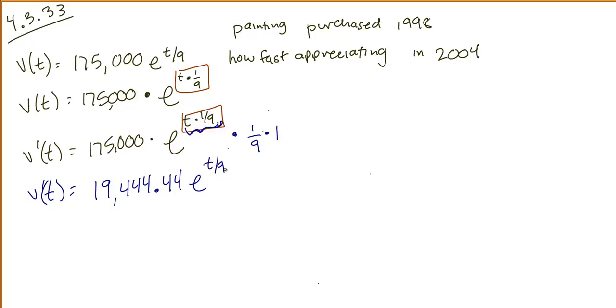We want to know in 2004. So from 1998 to 2004, that's 6 years. So we want to know what it is when t equals 6, or V prime at 6. Let's just plug it in.